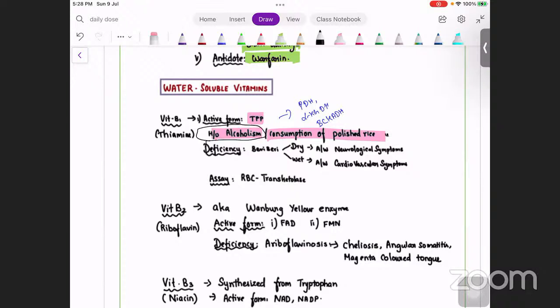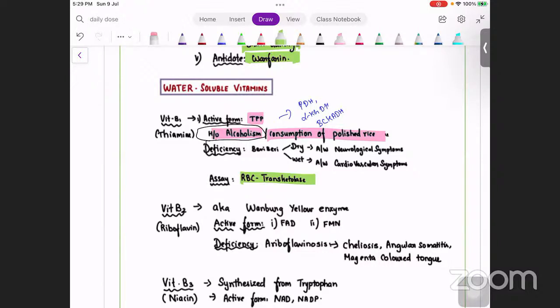And how do you determine vitamin B1 status? The assay is RBC transketolase, because transketolase requires TPP as a cofactor, and it is an enzyme of the HMP shunt. Apart from that, there is dry and wet beriberi. Dry is associated with neurological symptoms, while wet is associated with cardiovascular symptoms.